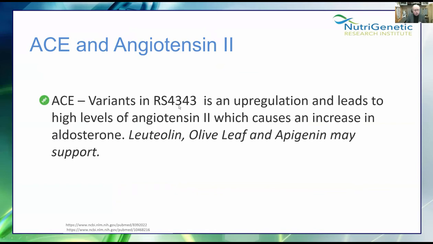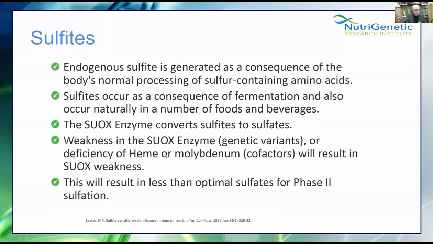Variants in RS4343 are an upregulation and lead to higher levels of angiotensin 2, which leads to more aldosterone. Luteolin, olive leaf, and apigenin may support that.